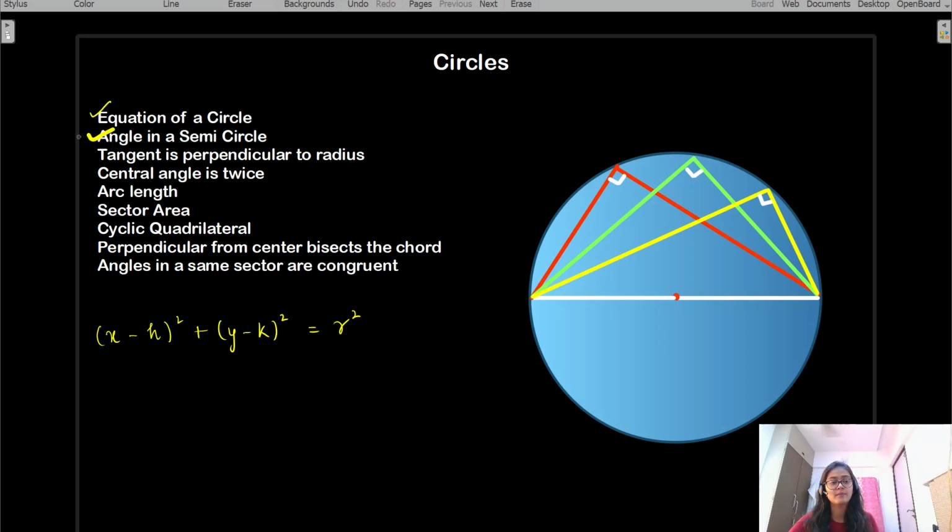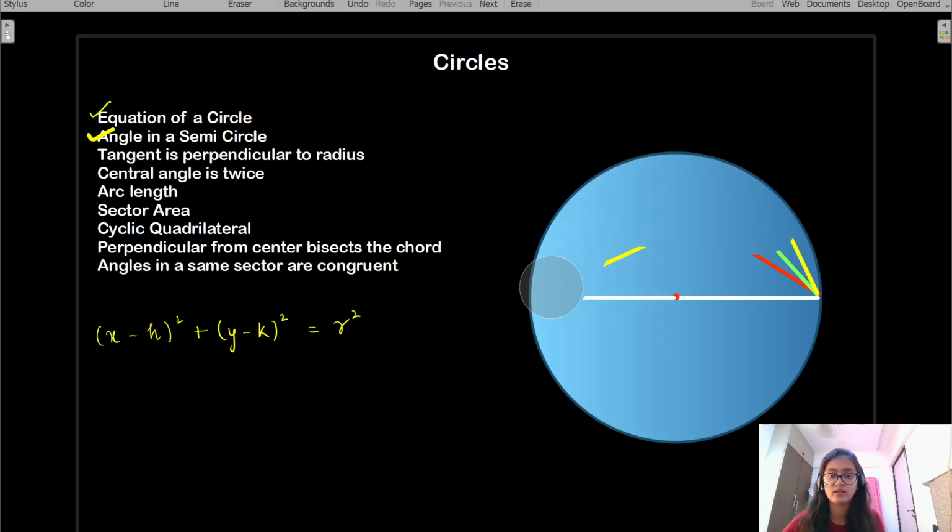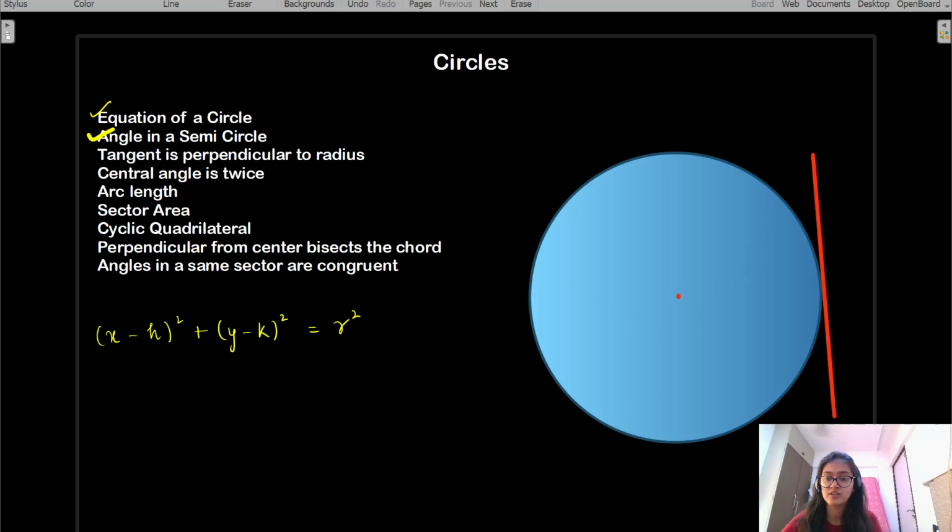Third one is tangent is perpendicular to the radius. Okay, let's see what this is all about. So let's say that this is the center. Now what is a tangent? A tangent is a line that touches the circle. It touches the circle at one point. So this is the tangent, and every tangent is perpendicular to the radius at the point of tangency.